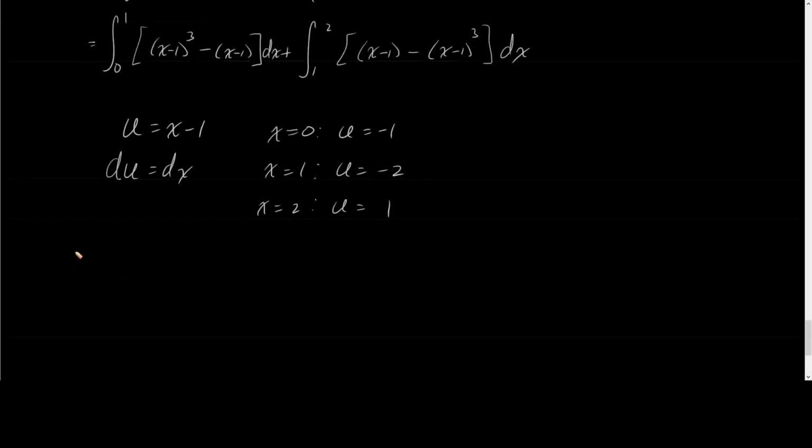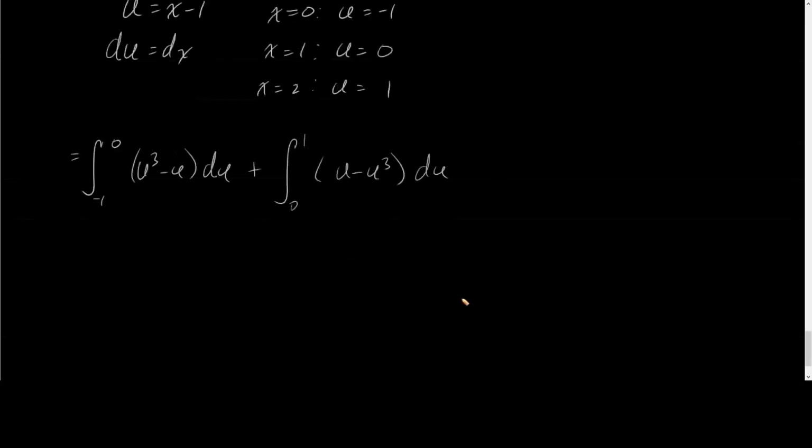This integral now becomes the integral from originally 0 to 1, now negative 1 to negative 2. Oh, sorry, that's messed up. That should be a 0. Negative 1 minus 1 is... look at that, that should be a 0. There we go. So from negative 1 to 0 of u cubed minus u du plus the integral from originally 1 to 2, so now it's 0 to 1, of u minus u cubed du. And well, what does that give us?